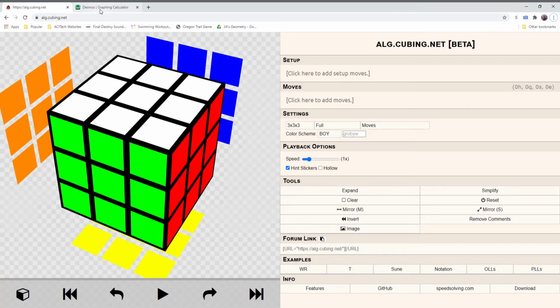Hey guys, welcome back. What we're going to be doing in this video is showing you how some mathematics can relate to the Rubik's Cube or any type of 3D puzzle.